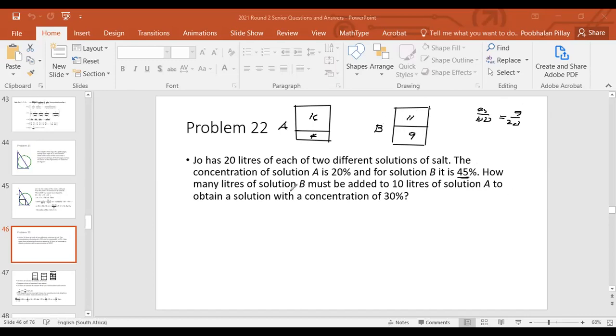Now, the question is, how many liters of solution B, taken out from here, can you add to 10 liters of solution A? I'm going to reduce this, take some stuff out from here, add it to that and mix up these 2 salt solutions. And I want the final solution to be 30%. All right, so that is the question.